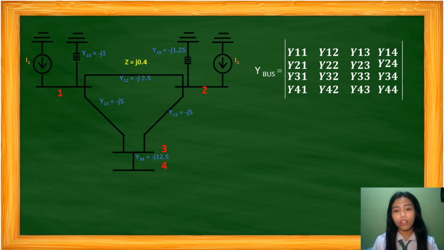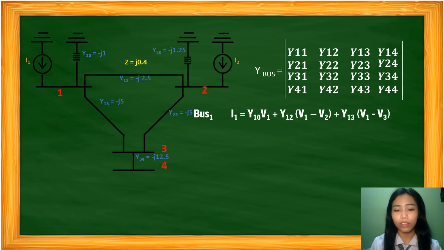Okay, using Kirchhoff's law at bus 1, at node 1, we have I1, the current flowing in bus 1, equals admittance y10 times the voltage at bus 1, plus y12 times the voltage at bus 1 minus the voltage at bus 2, plus y13 times the voltage at bus 1 minus the voltage at bus 3.